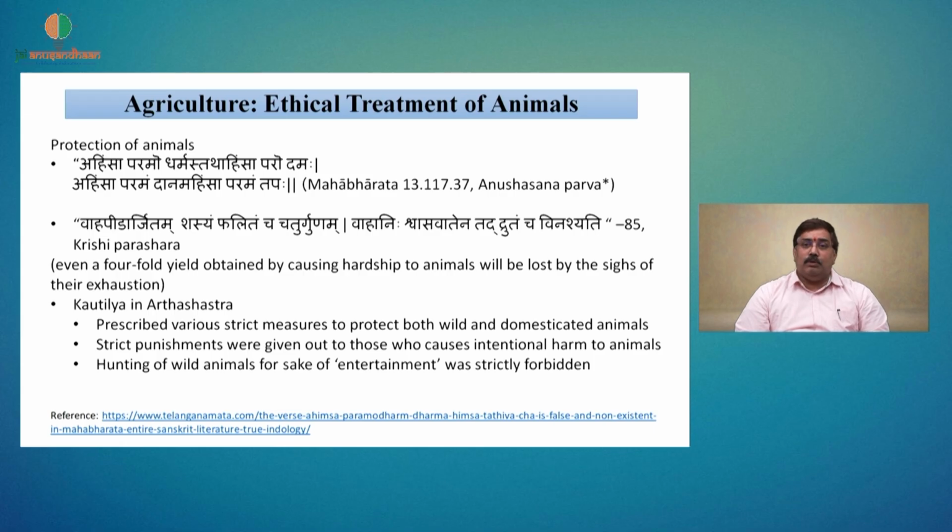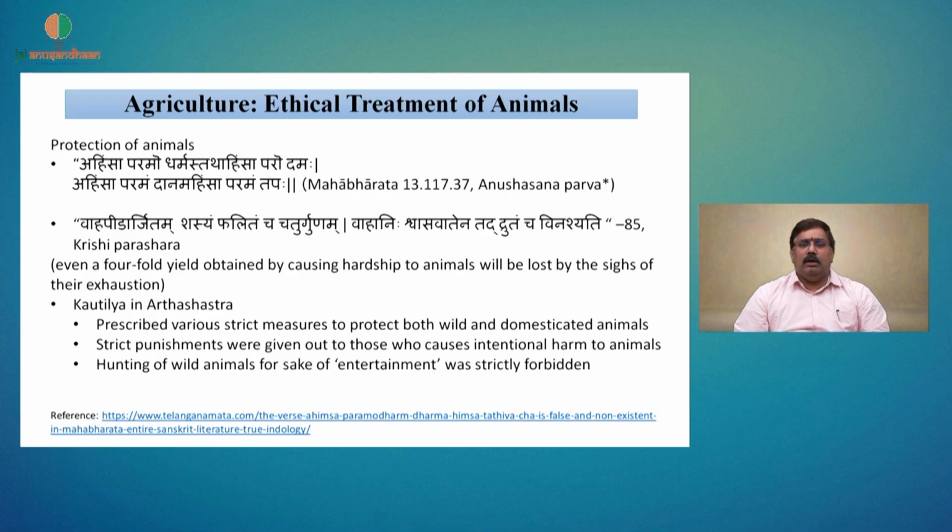In fact, Kautilya also in his Arthashastra talks about very strict measures to protect animals, and not just domestic animals but also the wild animals, and very strict punishments were given. And then this hunting of wild animals for the sake of entertainment was something that was very strictly forbidden in India. You hear of the Puranic stories where they used to go to hunt. They were allowed to go to hunt during specific times of the year which were not the breeding times, and they were also allowed to hunt only those wild animals that were causing a menace to the villagers and attacking them. Otherwise, they were not allowed to go and kill the animals.